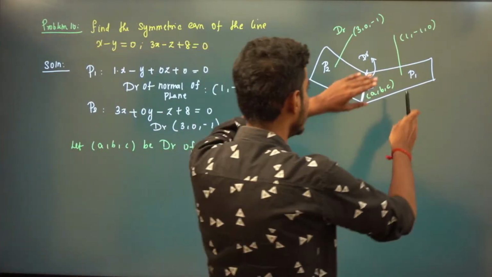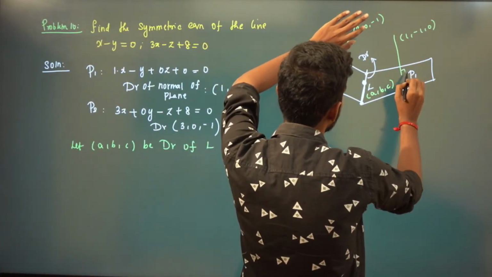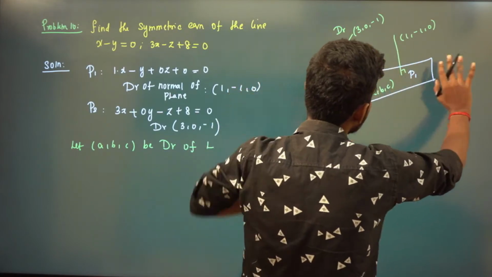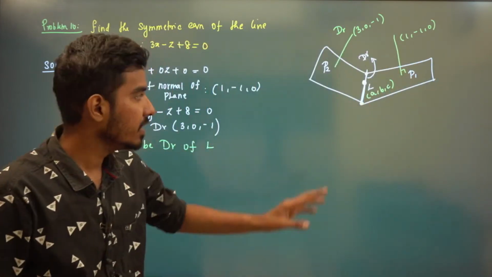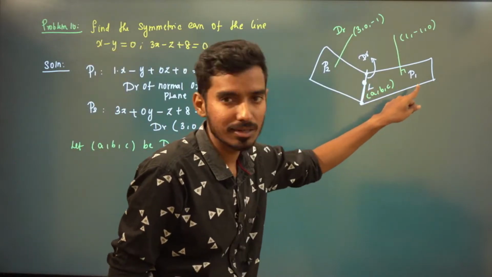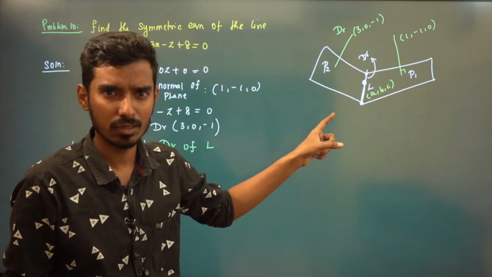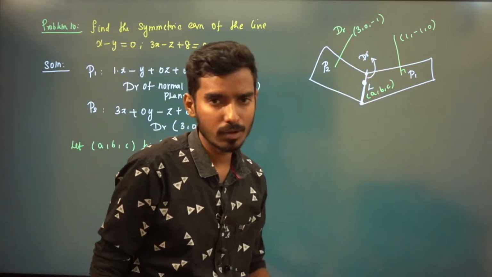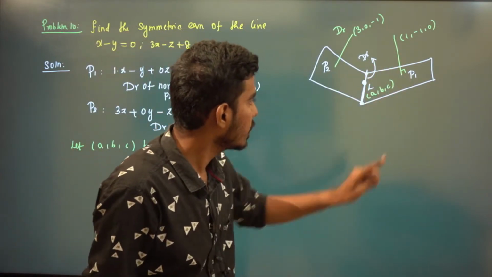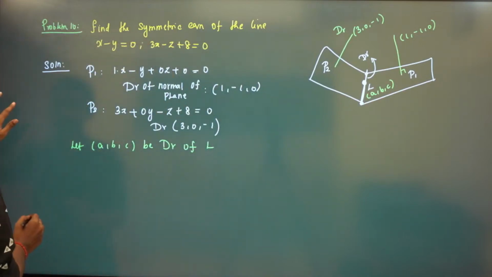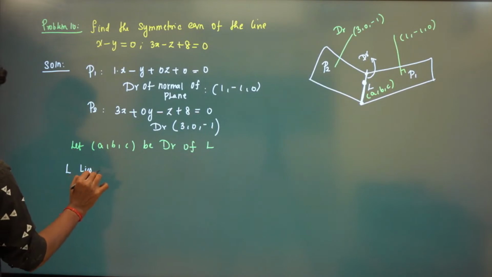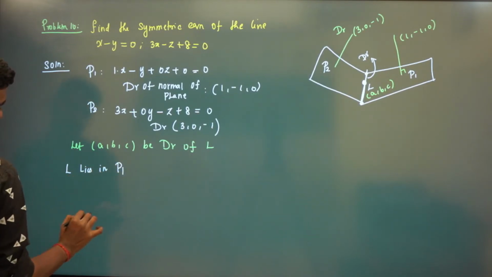Now we can see this is the normal to this plane, right? So that means this line is perpendicular to the plane itself. That means it will be perpendicular to every line also. We already did this concept, I think, right? If a line is perpendicular to the plane, it will be perpendicular to any line in this plane also. So this L lies in P1, right?